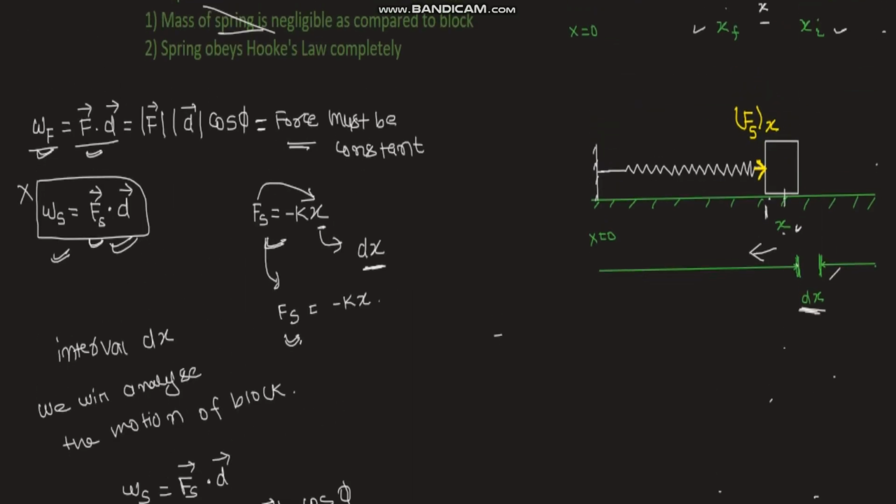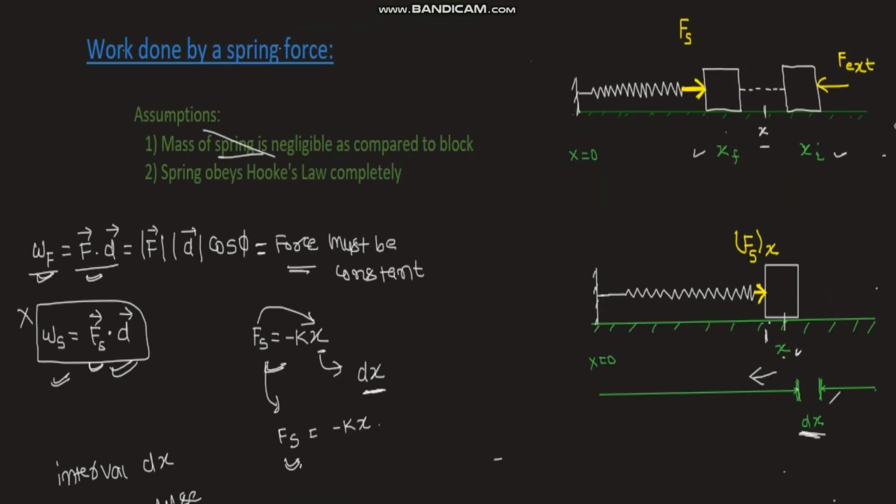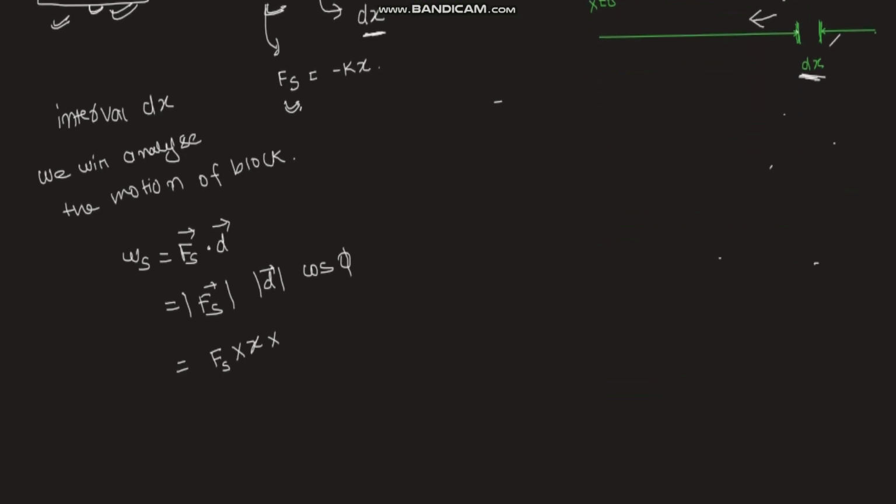We can see here displacement is in left direction. It is moving from x initial to x final, so displacement is in the negative x direction. However, the spring force is acting towards the positive x direction, so there is an angle of 180 degrees between these two vectors. That's why cos phi is equal to cos 180 degrees, and that comes out to be minus Fs into x. Cos 180 degrees is equal to minus 1. So work done by spring force is equal to minus Fs into x.